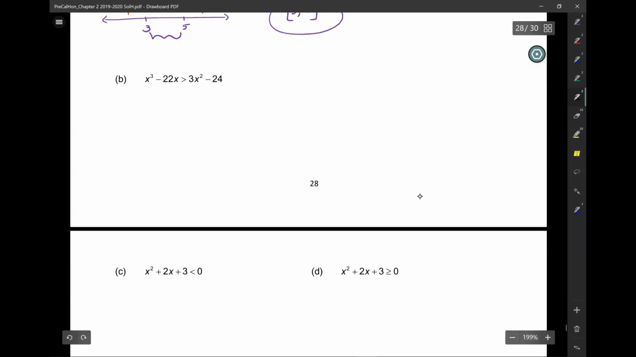All right, move everything to the left side. x cubed minus 3x squared minus 22x plus 24 greater than 0. Okay? This is a cubic function. We have to do P over Q. Let's do P over Q.